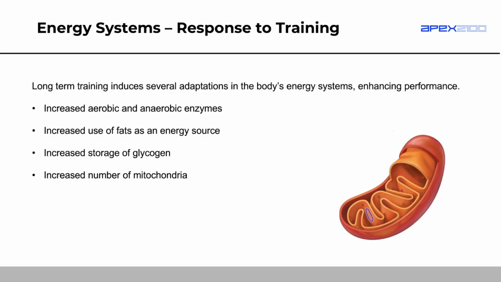And then finally, we can increase the number of mitochondria that we have within the cell. So we know that mitochondria, they're a powerhouse for aerobic energy production. That's where aerobic energy production occurs. So with consistent aerobic training, the number and the size even of the mitochondria within the cells increases, and that enhances the muscle's ability to generate energy through aerobic pathways, improving our endurance and our overall performance.